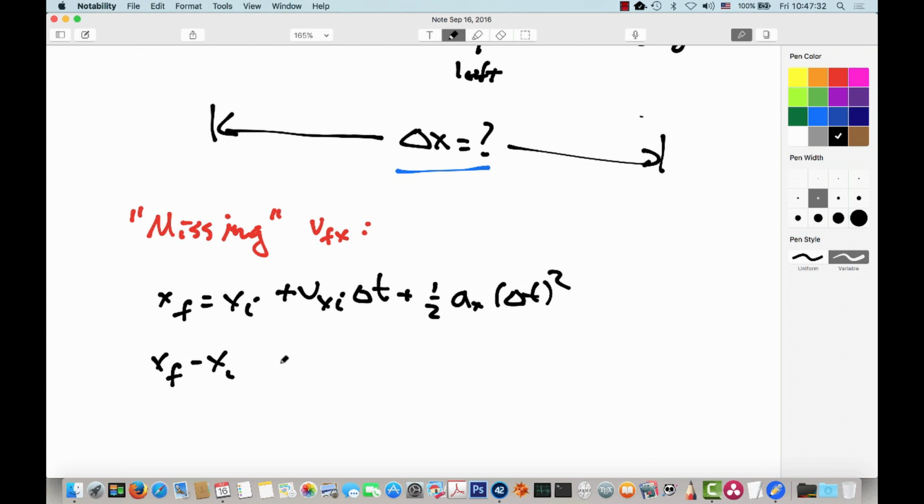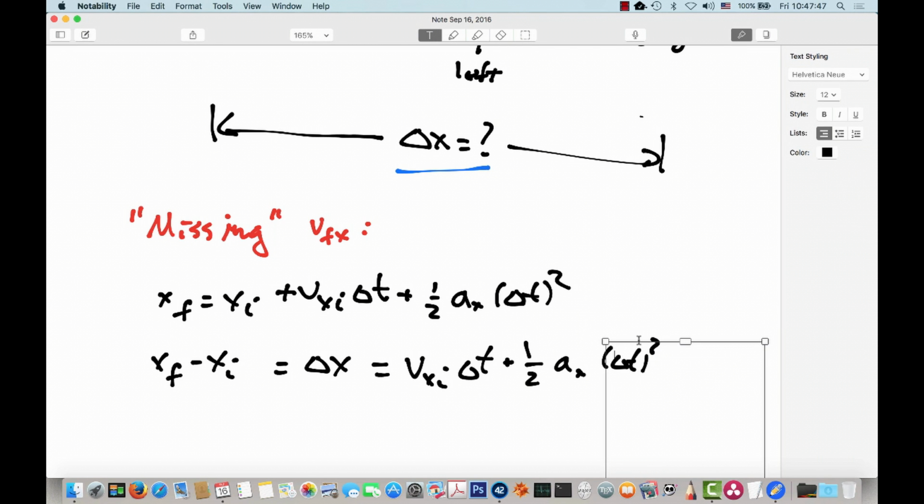X final minus x initial equals, well, hey, that is the displacement. Yay. And then I'm left with what's left, Vx initial delta t plus 1/2 ax delta t squared.